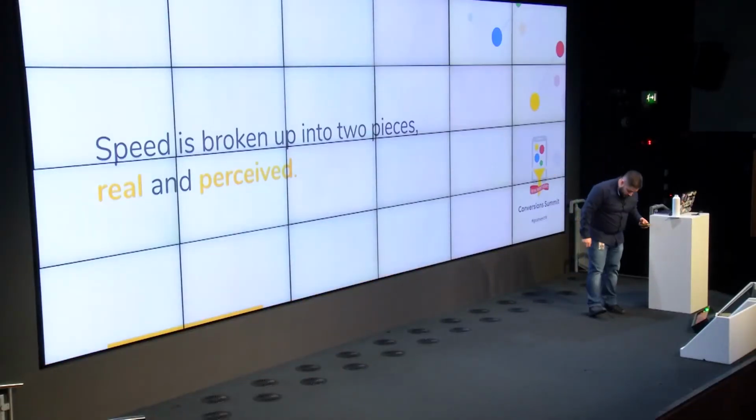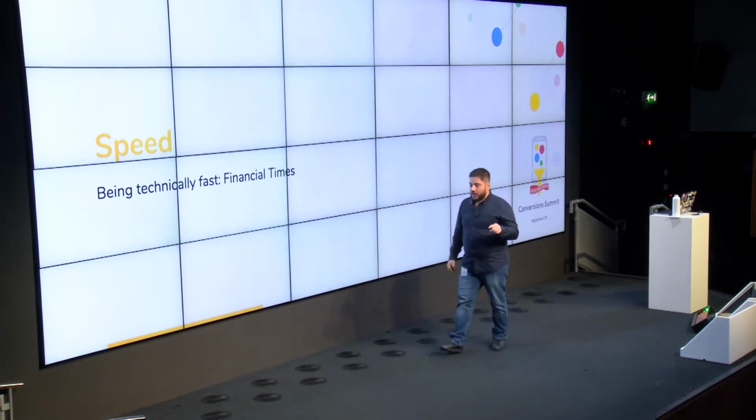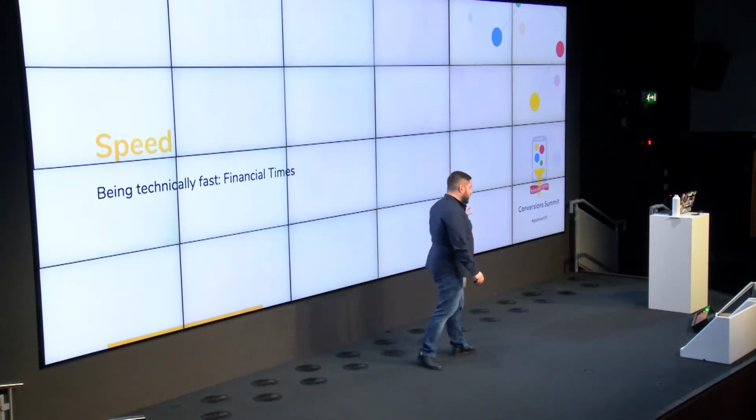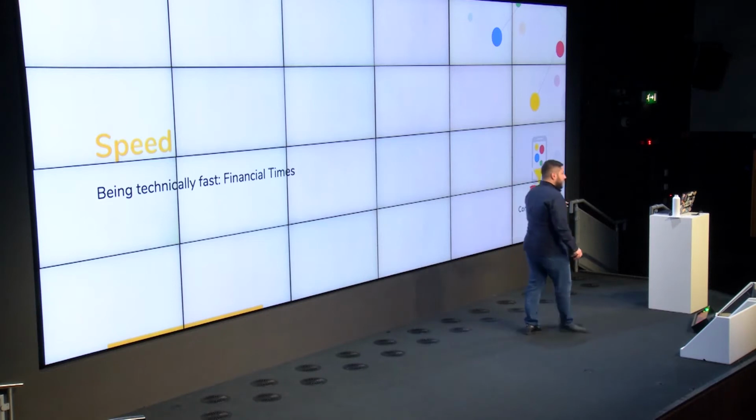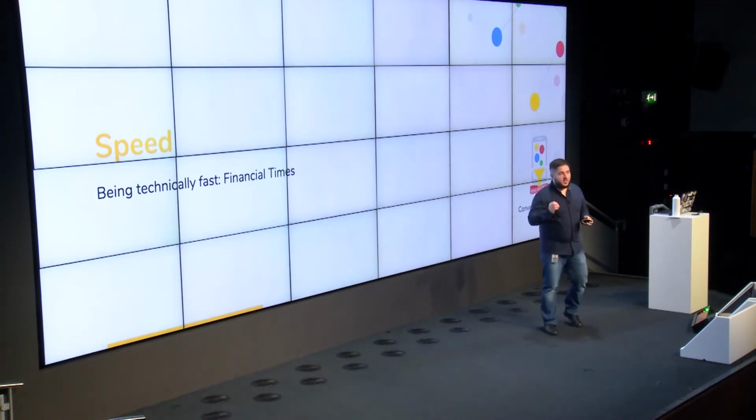But speed is broken down into two pieces, like my shoelaces are undone. Real and perceived. So what I want to do is talk about speed. I'm going to give some data and facts, but this is the story of the Financial Times. Now, the Financial Times are really good at breaking down and segmenting their users. It's really expensive for them to target every single user, and their subscription model is actually quite expensive. So they come up with a clever little algorithm called the tipping point.